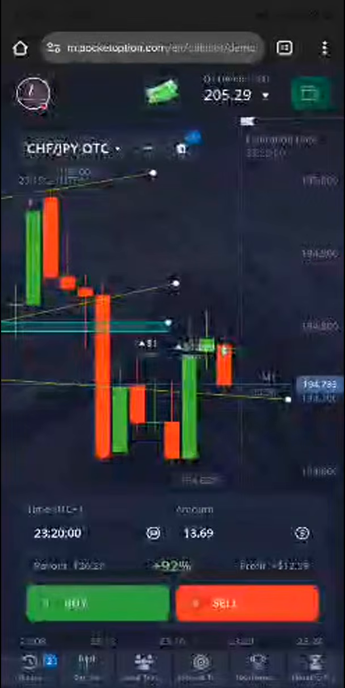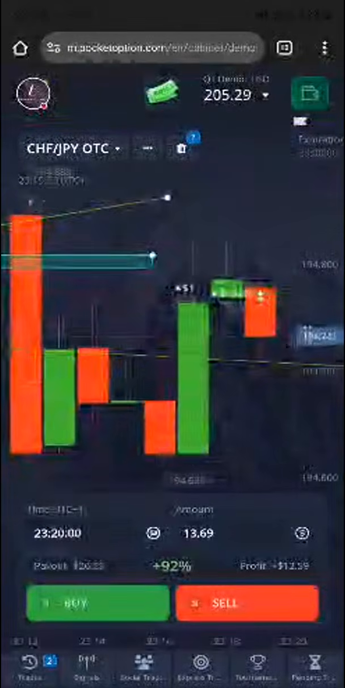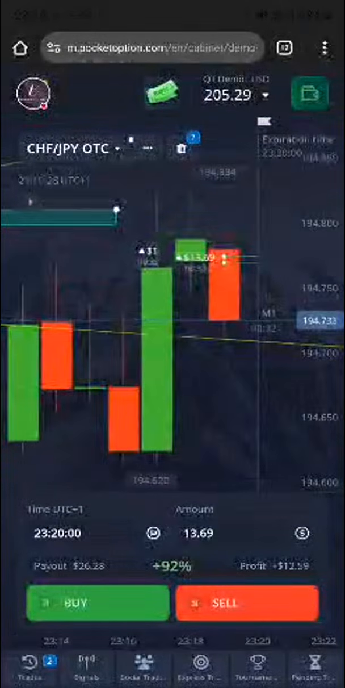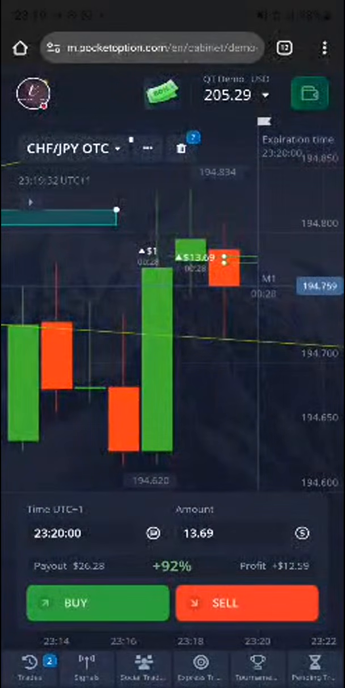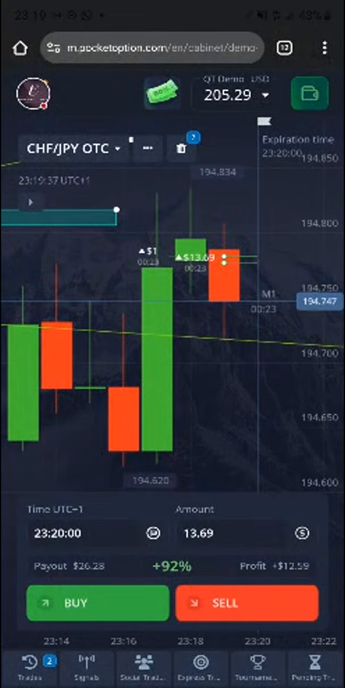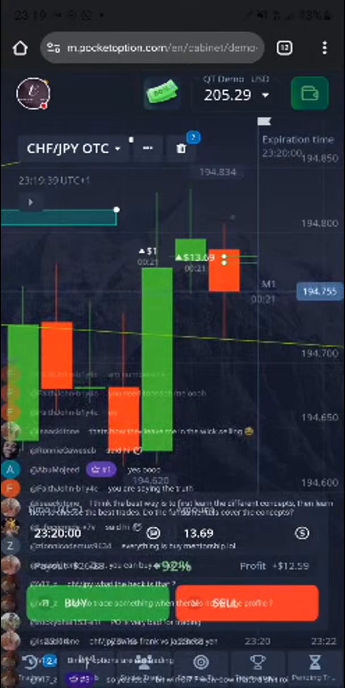Now look at this. We have a double bottom. Look at this, it's a double bottom. Now we have a pullback, we have an engulf, and we have a continuation sign. Normally, I'm expecting a green candle here. Why? Because anytime you have an engulf and a continuation sign like this, you can go in the same direction as the market.